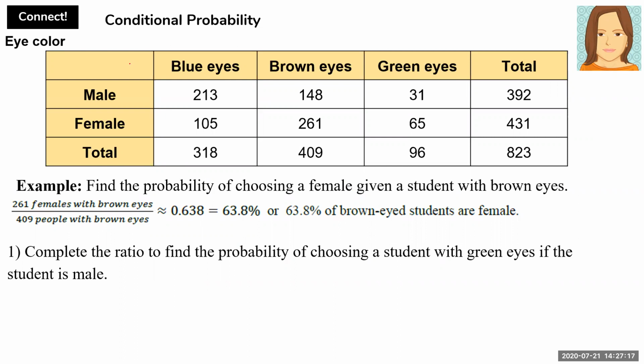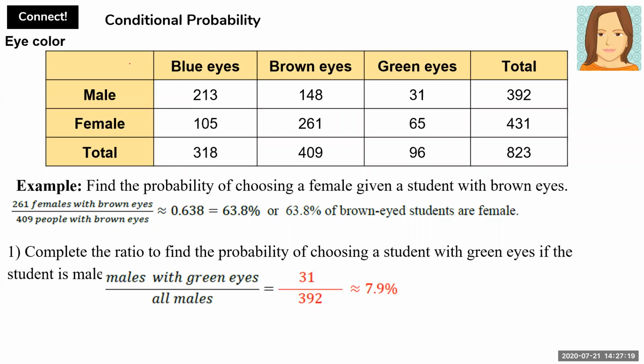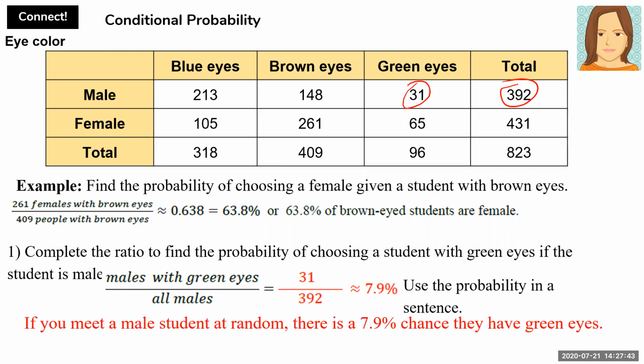Okay, so that has been done. Now complete the ratio to find the probability of choosing a student with green eyes if the student is male. Sorry, if male, so you have to use the total for male. Now we're talking about green eyes. Is that right? So that's how you interpret that probability.